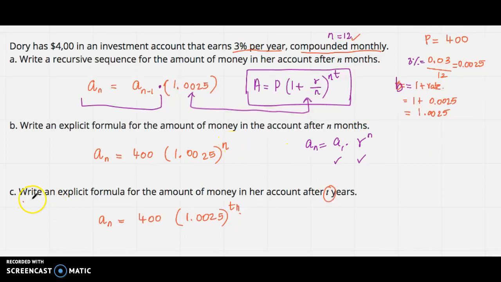Then we have to write an explicit formula for the amount of money in her account after t years. So it's the same formula as part B. All you have to do is multiply n by t. That's the only difference. There's nothing to explain here. It's just a different way the formulas are.